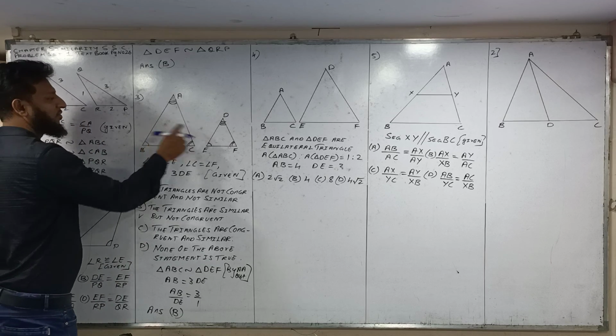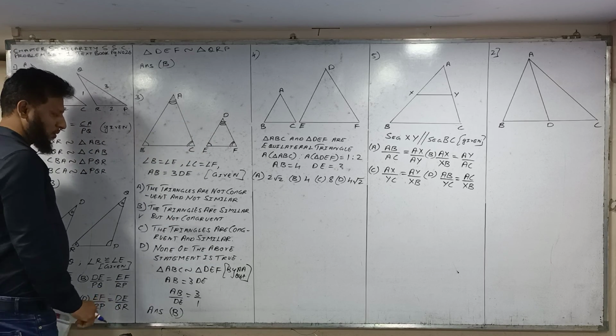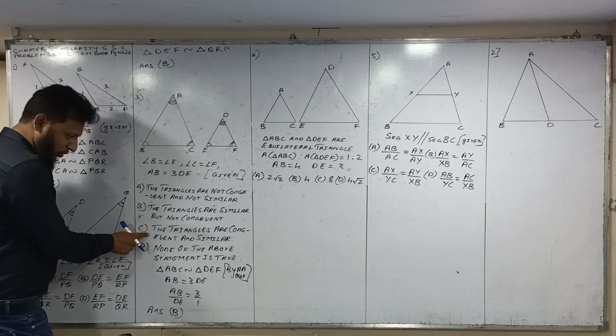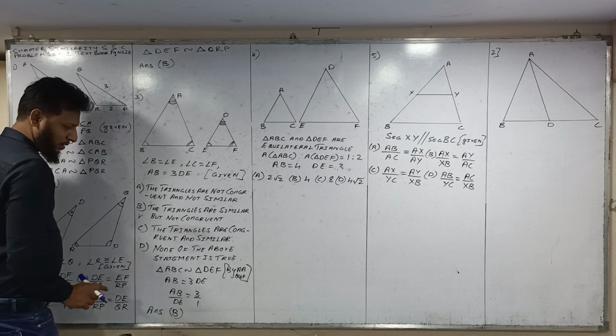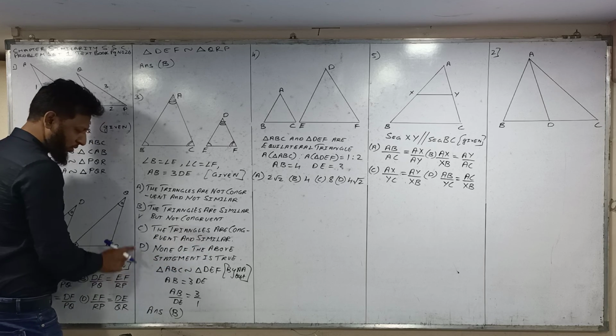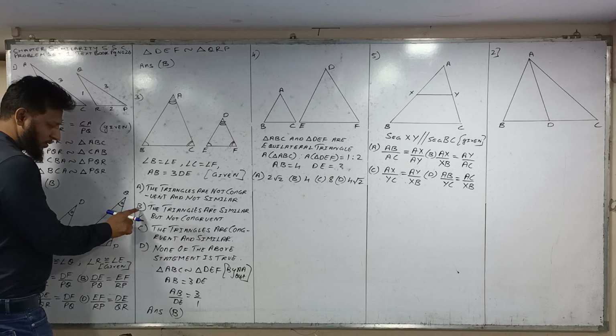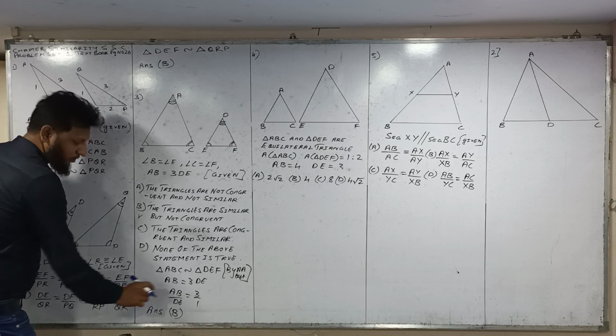And we can see the difference of the triangles also, so the triangles are not congruent. The third option, triangles are congruent, is not possible, and the option that none of the above statements is true is also not our answer. Our answer is B.